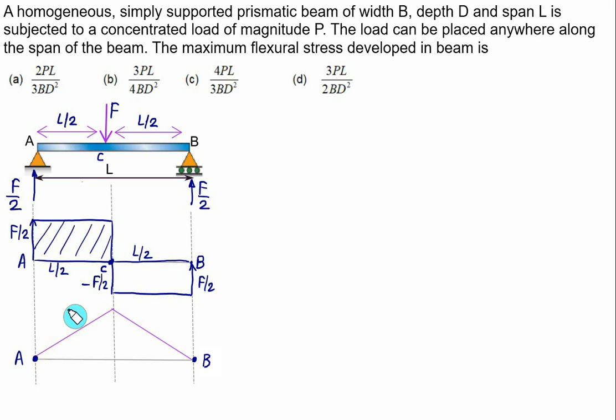So in the case of a simply supported beam with the load at the center, the maximum value of bending moment will be equal to F by 2 times L by 2, which is FL by 4. Now instead of F here, we have to use the symbol P. So the maximum bending moment here will be equal to P into L by 4. And we are given here a rectangular section, width equal to B and depth equal to D. And we have to find the maximum flexural stress.